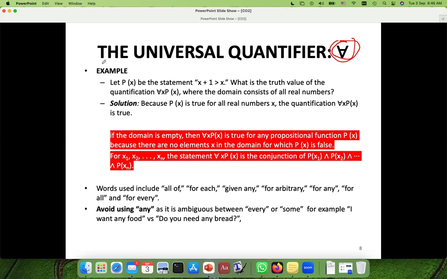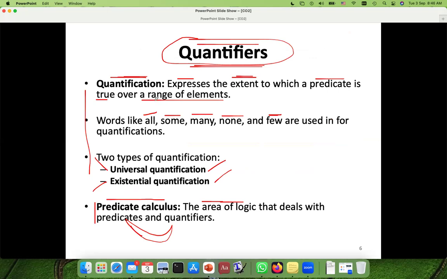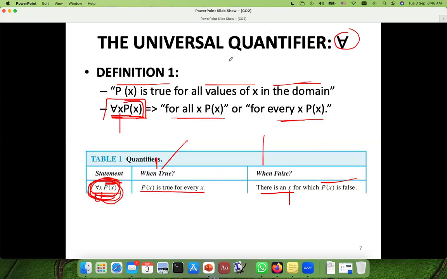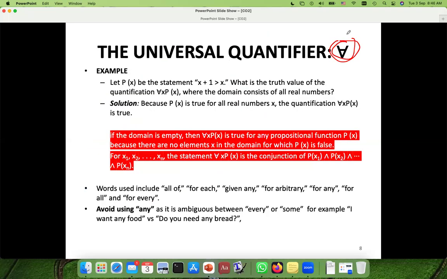So let's see this example. But here you see that for quantification we have these words: all, some, many, none. But here we are studying quantifiers, we are not studying only universal, okay? So that's why all these words are there, because these words are representing all quantifiers. Anyhow, but here we are in the category of universal only.